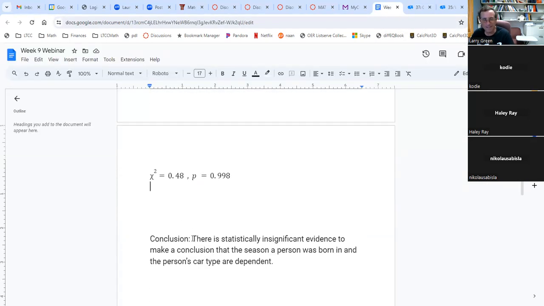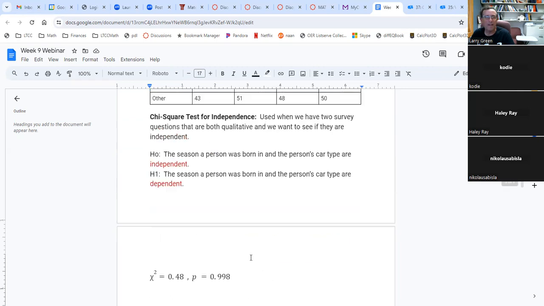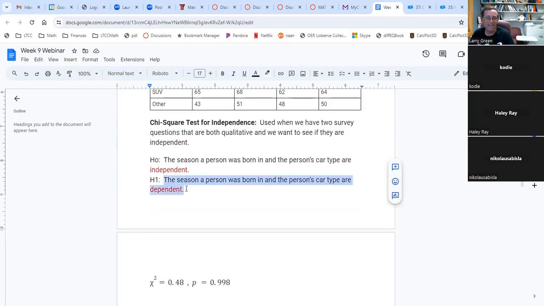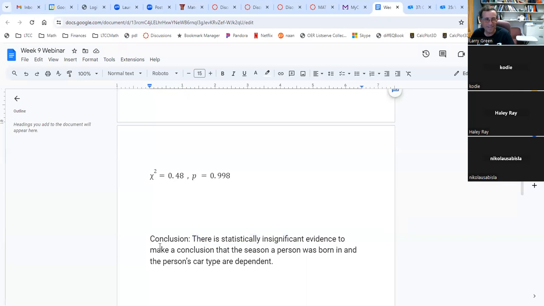So we can make a conclusion. There is statistically insignificant evidence. Okay, hopefully you're used to the wording here because it's the same as we've been doing for the last 3 weeks. There is statistically insignificant evidence to make a conclusion that the season a person was born in and the person's car type are dependent. Notice you can just copy the H1 and paste it right here. Make sure you uncapitalize the word the, and then you have your conclusion.